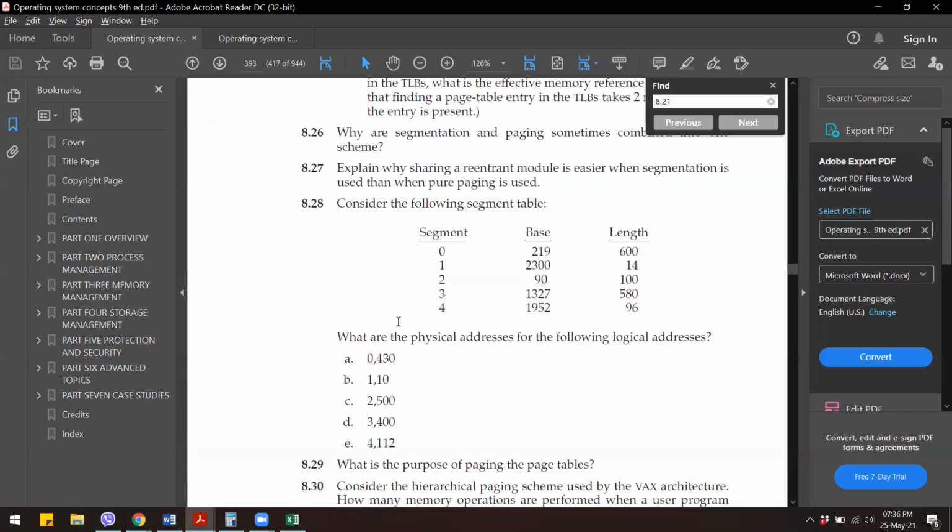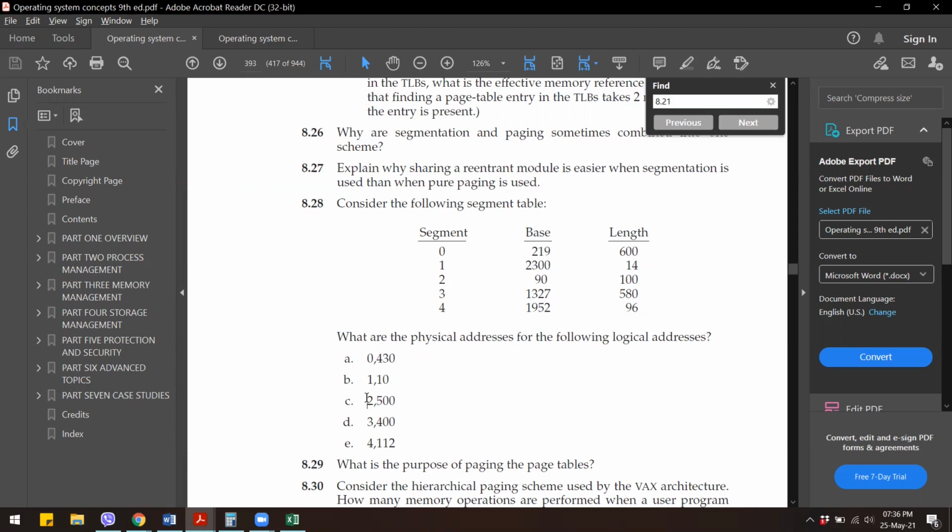If you see over here, the base is 90 and the length is 100, right? So the length of the segment is 100, and we are trying to access location 500 in segment number 2, but the size of segment number 2 is only 100. So that means we cannot access this particular address. That means this particular logical address is not valid.